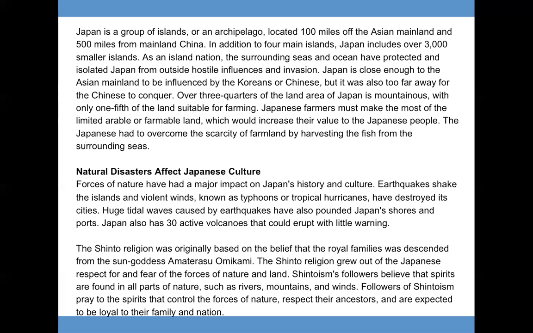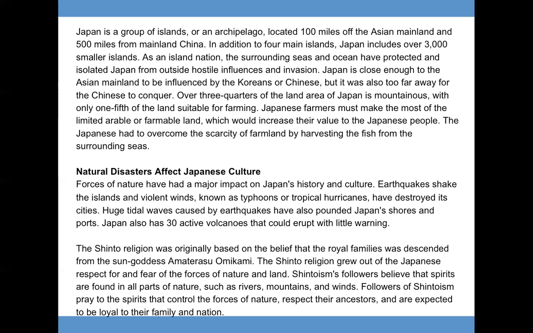Over 3/4 of the land area of Japan is mountainous, with only 1/5 of the land suitable for farming. Japanese farmers must make the most of the limited arable, or farmable, land, which would increase their value to the Japanese people. The Japanese had to overcome the scarcity of farmland by harvesting the fish from the surrounding seas.